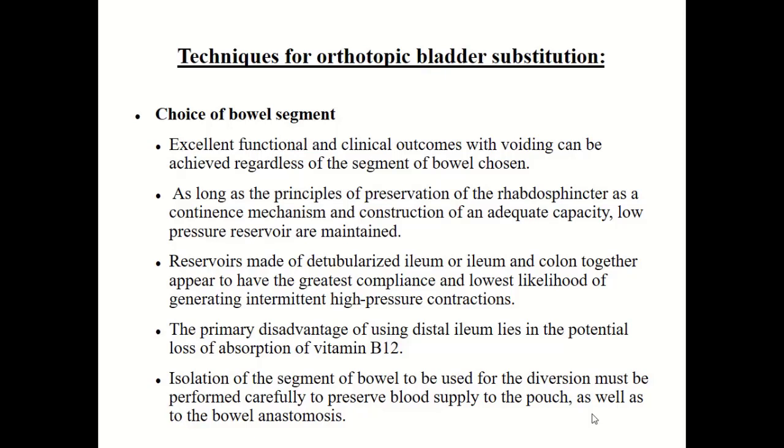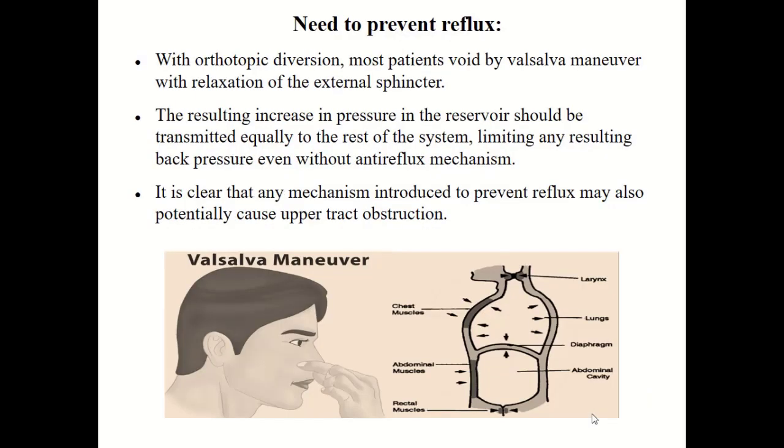Reservoirs made of detubularized ileum, or ileum and colon together, appear to have the greatest compliance and the lowest likelihood of generating intermittent high pressure contractions. The primary disadvantage of using the distal ileum lies in the potential loss of absorption of vitamin B12. Isolation of the bowel segment to be used for the diversion must be performed carefully to preserve the blood supply to the pouch as well as to the bowel anastomosis.